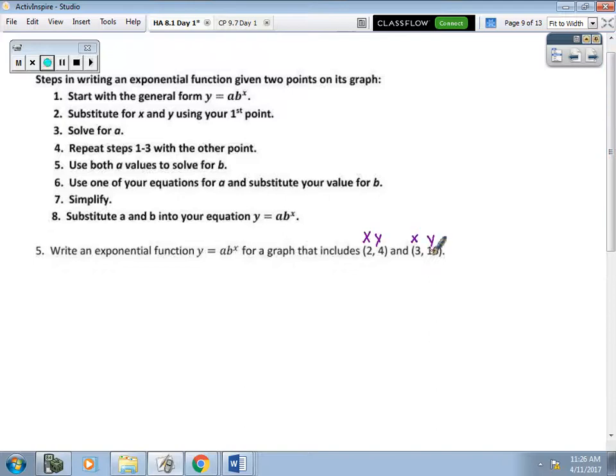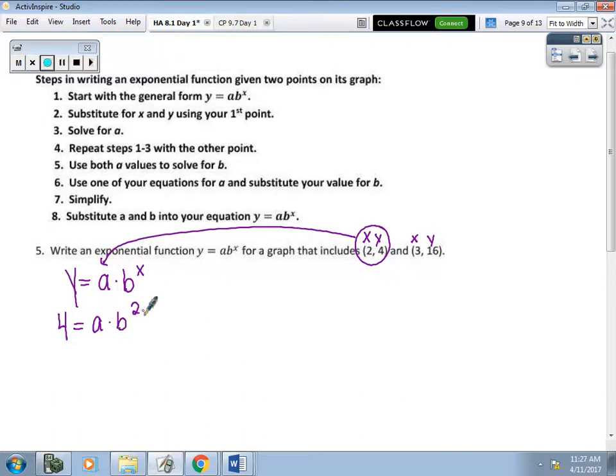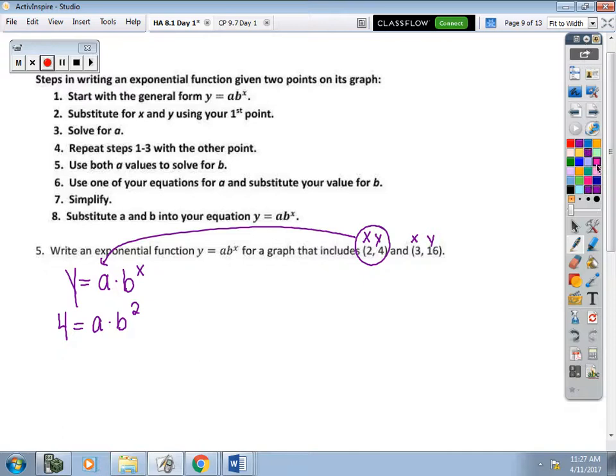So you're going to follow the steps I have typed out. Start with the general form, y equals a times b to the x power. Pick one of your points and plug it in for x and y. So we'll have 4 equals a times b to the second power. We still have two unknowns. We have a and b. But what you're going to do at this point, we're basically going to solve by substitution. So at this point, we'll solve for a.